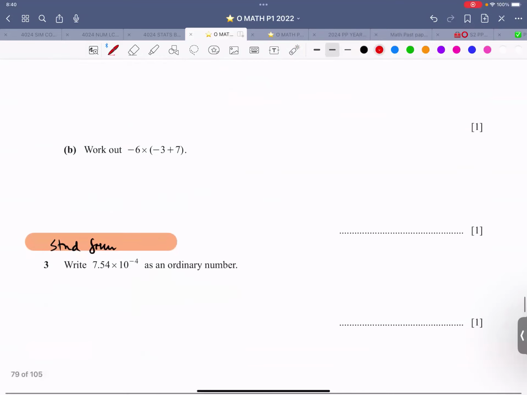And then it says, work this out. Minus 6 multiplying with minus 3 plus 7, which is positive 4. 4 into negative 6, that is negative 24. That's the answer for this part.